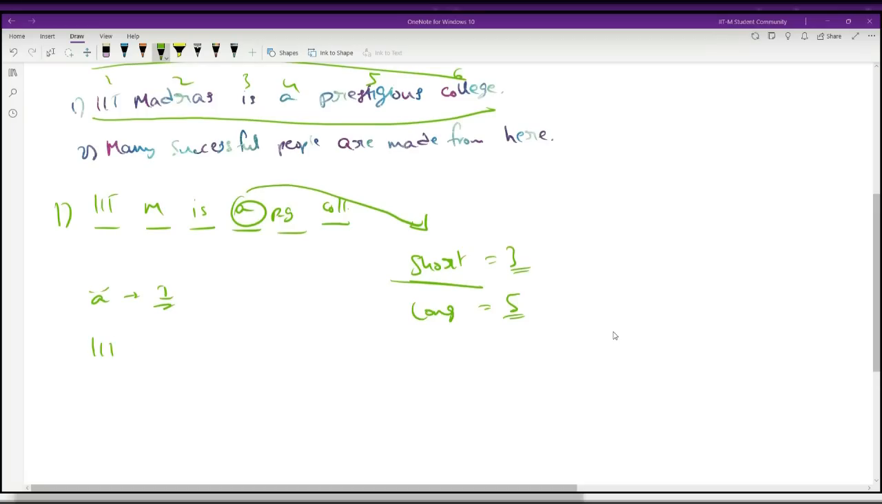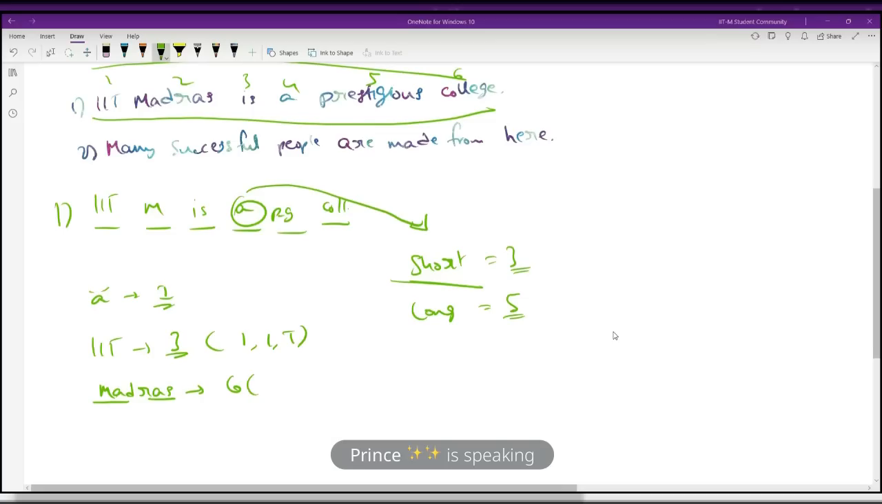And IIT consists of 3 letters: I, I and T. Next, Madras. How many letters does Madras consist of? 6, right? So this is a long word. I will classify this later on. Now let's move on to each and every word. And consists of 2 letters.